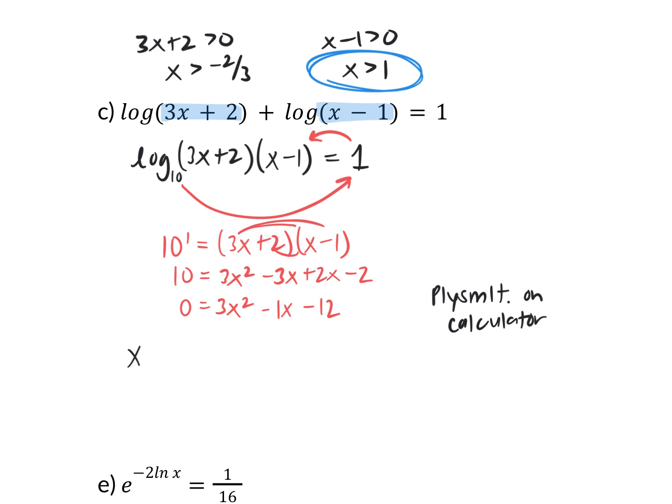And the two answers that you should have gotten, whether you used the polysmelt function or the quadratic formula, are approximately -1.84 and 2.17. So let's look back up at my domain. Remember, my domain has to be greater than 1, as we found. So I am going to omit the answer of -1.84, and we are going to accept the answer of 2.17 for this problem.